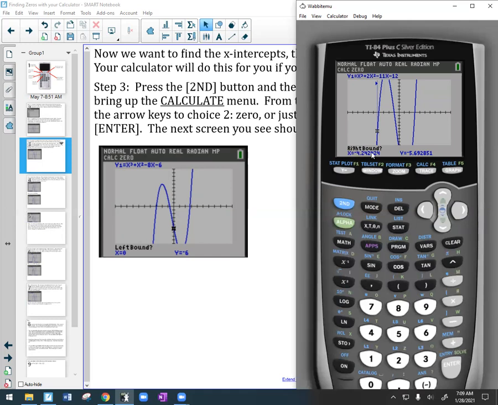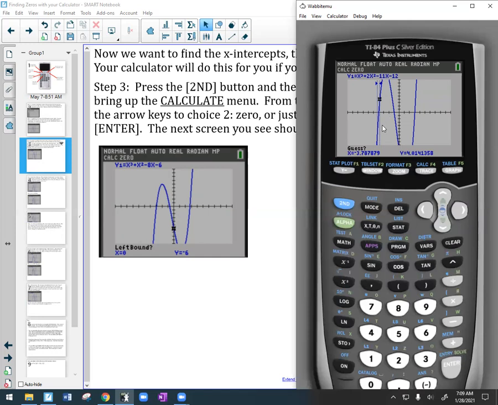Once you do that, it says right bound. So you go to the right of the 0. It's usually just a few clicks because you're already pretty close to it. Now, again, if I imagine a vertical line going straight up and down through that 0, I'm to the right of it, so I hit enter.